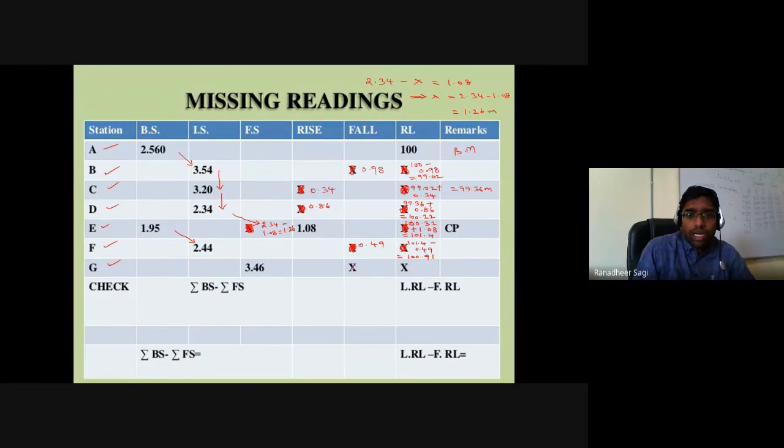Next, moving on to point G. The fall data again at point G is found missing. So the difference between these two obviously comes as negative, so it is to be listed under fall data. So the value is 1.02, I think, right? And the RL value of point G is RL value of point F, which is 100.91, minus 1.02.